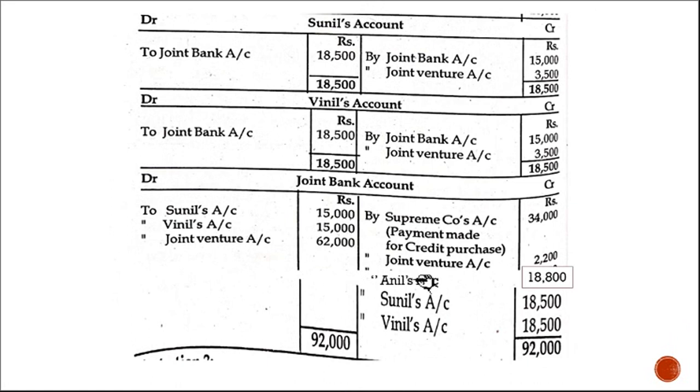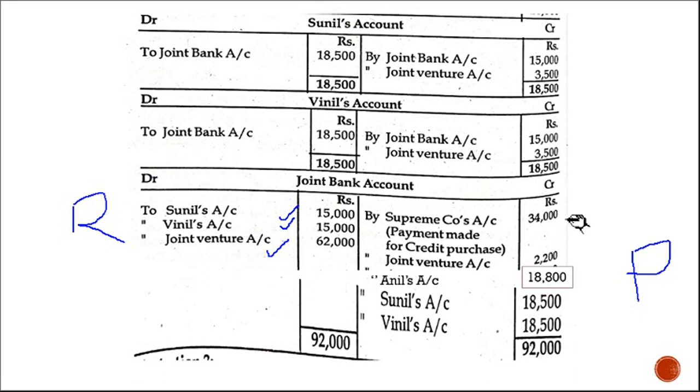Then finally we are preparing joint bank account. Here, joint bank account, I told you, is a bank account. Debit all the receipts of cash, and on the credit side we are writing all the payments. Okay, let us see the debit side. So to Sunil's account, this is the capital brought in the form of cash. Vinil also brought 15,000 rupees as capital, and there were cash sales of 62,000. So this is the total receipt, amount received.